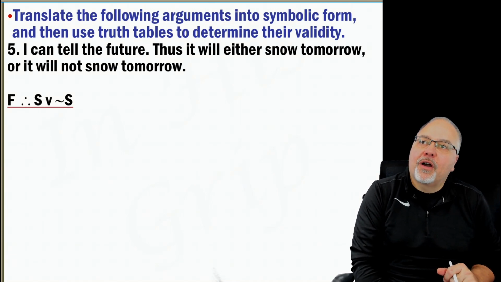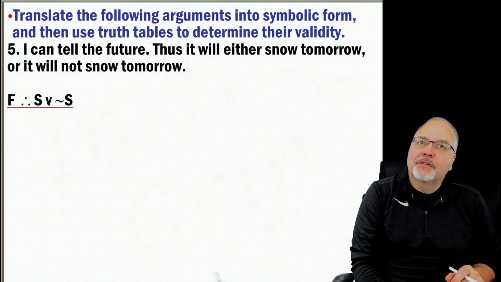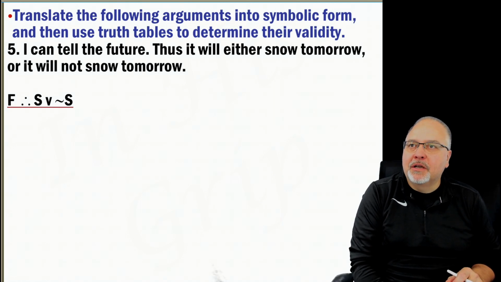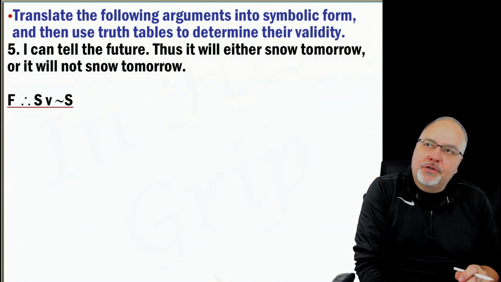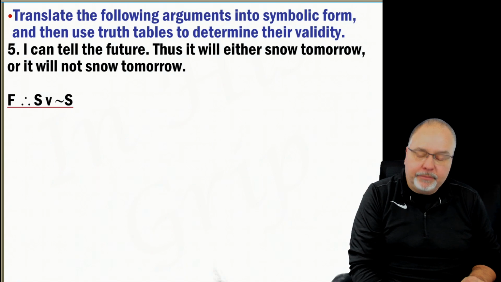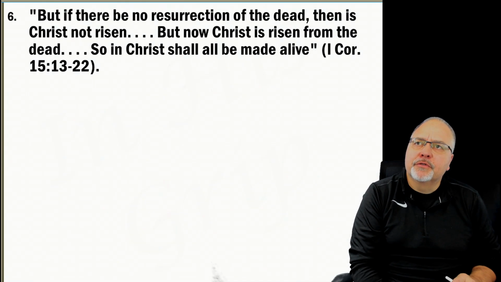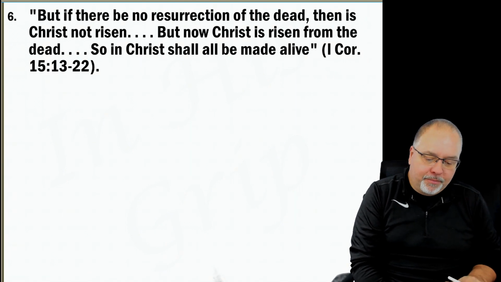F, therefore, S, or not S. Okay? You see the tautology in there? It has to be true because it's using disjunction, right? All right, let's move along. You can actually do the truth table. This is where we'll save the fun for in person next week.